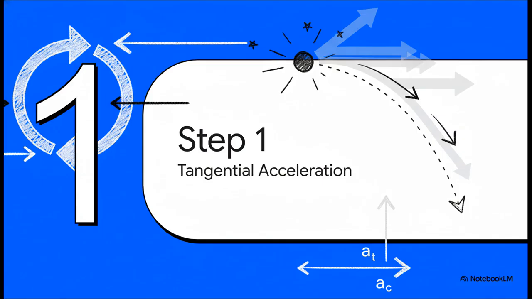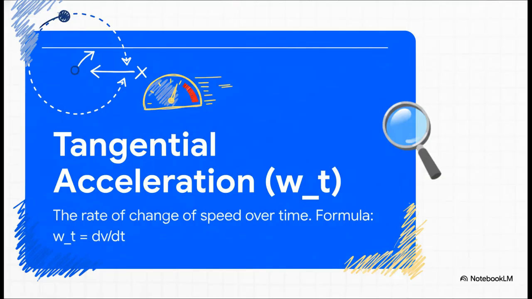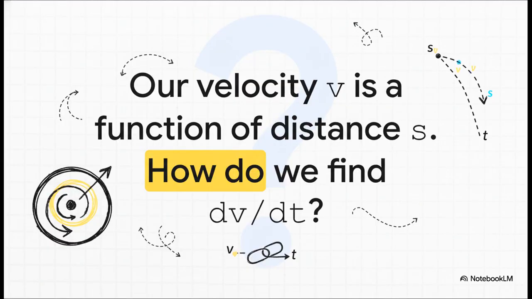First up, step 1. We need to find that tangential acceleration, the component that's responsible for making our particle speed up. So what is tangential acceleration, really? Well, by definition, it's just the rate of change of speed over time. In the language of calculus, that's simply dv by dt. It tells you how fast your speed is changing at any moment. And we've hit our first little puzzle. The formula needs dv/dt, the change with respect to time, but the problem gave us velocity as a function of distance, s. So how are we supposed to connect those two? What do we do now?